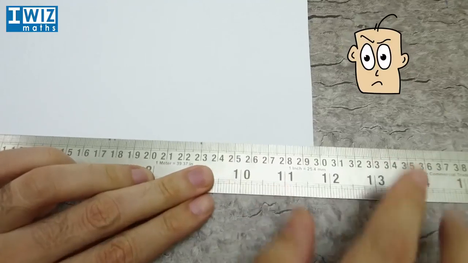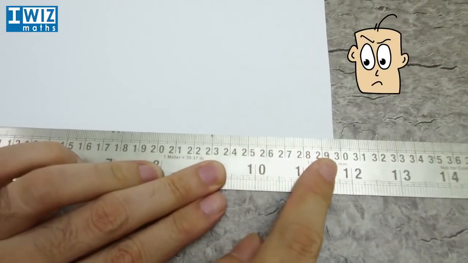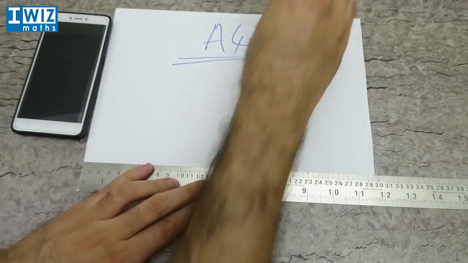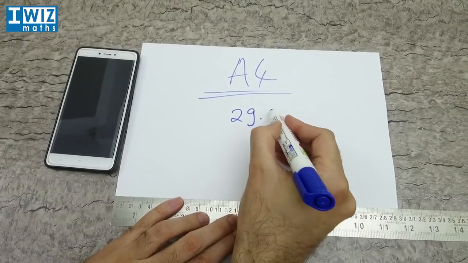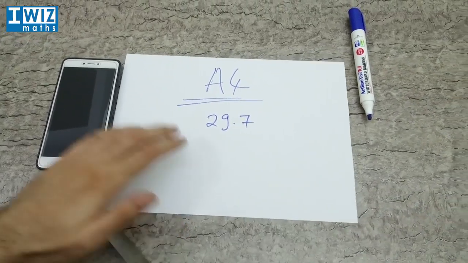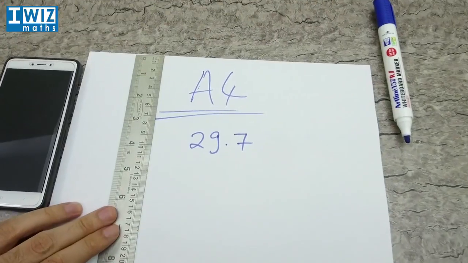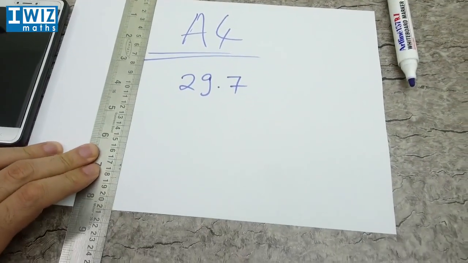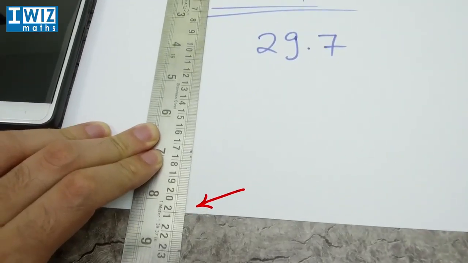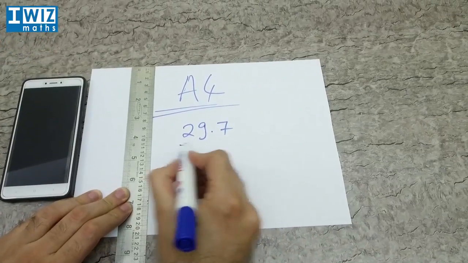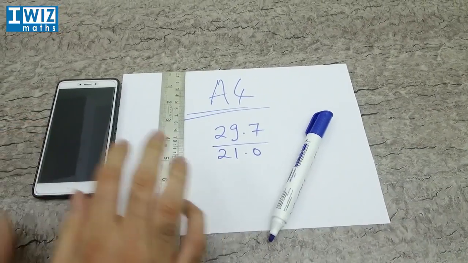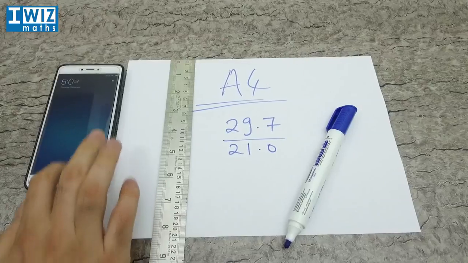And if we look carefully enough there, that is almost close to 29.7. So let's note that down. So that is 29.7. And now let's measure the other side. So if we measure the other side as carefully as we possibly can, it seems to be 21. I think that would be fairly accurate to say that's 21. So that's 21.0. And let's go ahead and calculate that ratio on our calculator.